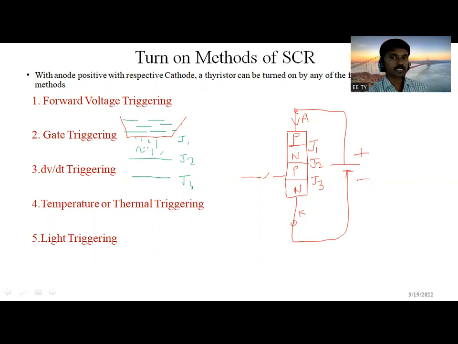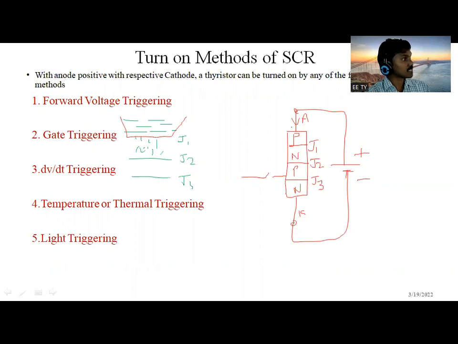Okay. First, here junction J2 is reverse biased. So due to this, there is no chance for current to flow from anode to cathode. Still it will act as an open switch. Is it right? Clear? So in an open switch, what happens? Does current flow or not? Zero. But a small leakage current flows. Okay, that is called leakage current.